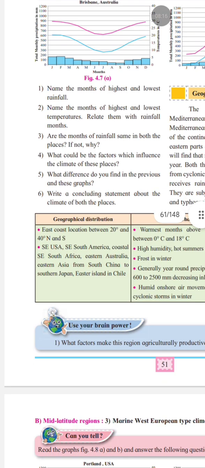Question number 4 is what could be the factors which influence the climate of these places? The climate of Brisbane and Shanghai is influenced by their latitude, location near the sea, ocean currents, winds, and seasonal changes. Brisbane is close to the Pacific Ocean, which reduces extreme temperature changes. Shanghai is also located near the East China Sea and the Pacific Ocean, which influences its temperature and rainfall.